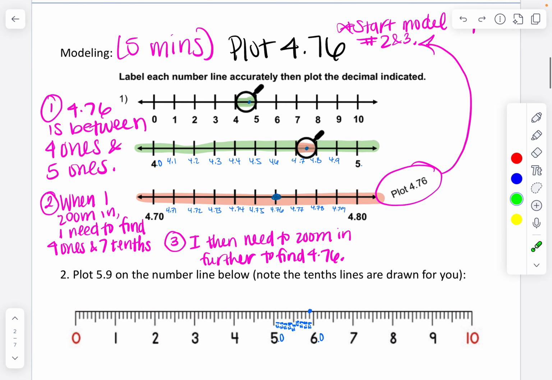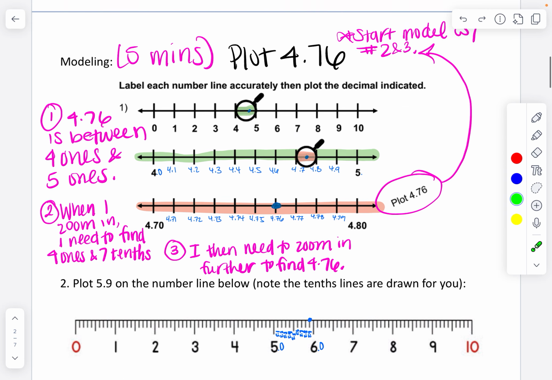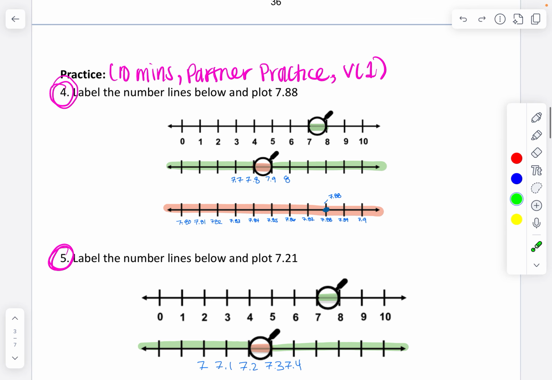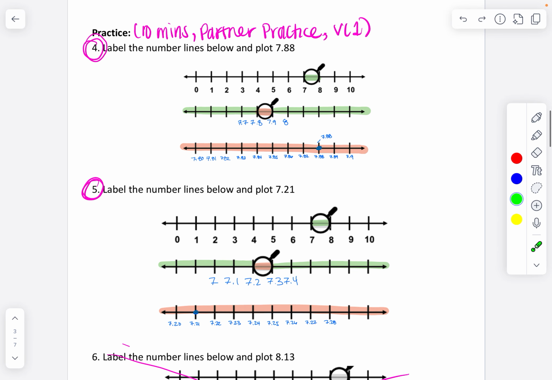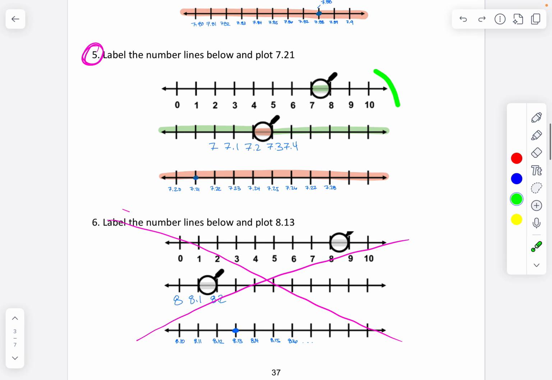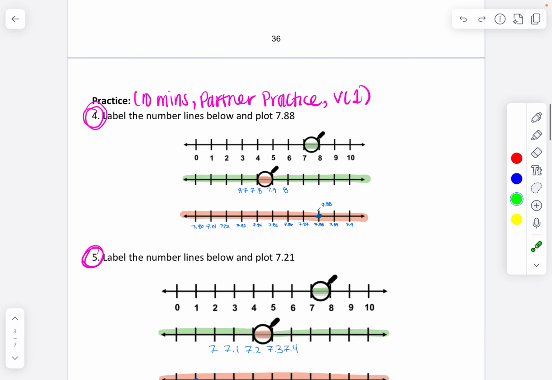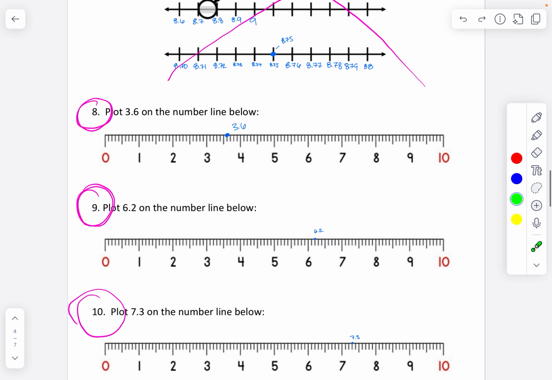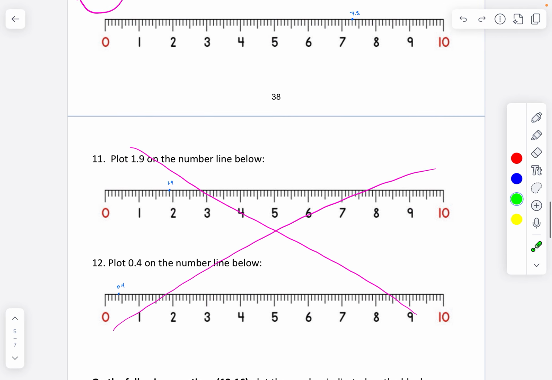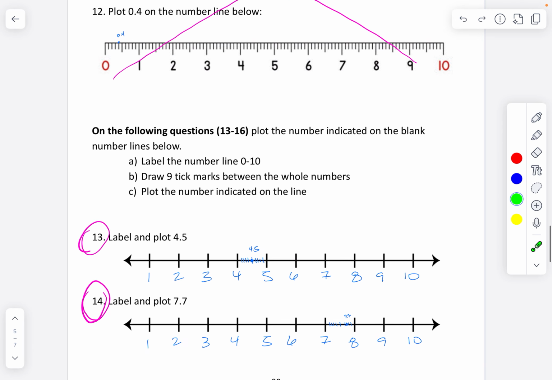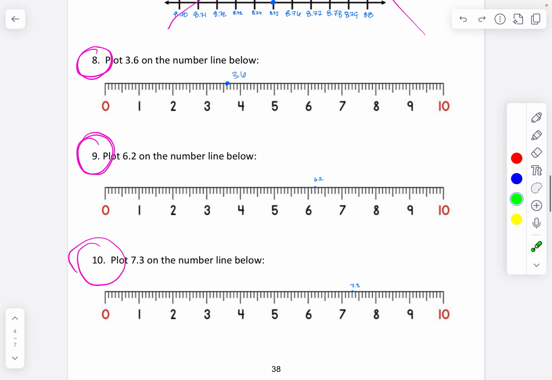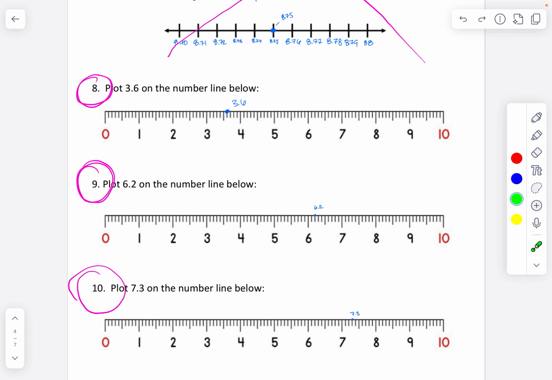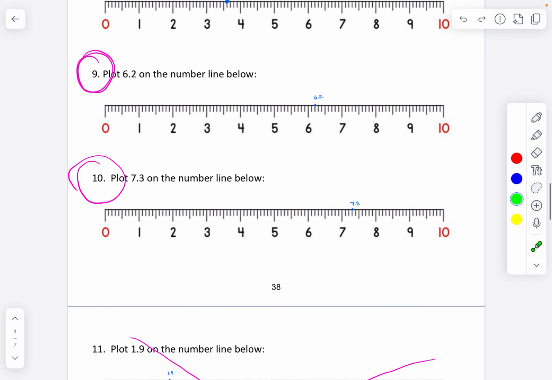So those are the steps that you will take kids through. Basically, the whole page is for you to model. And then students will jump into 10 minutes of partner practice at a volume level 1. They're going through the zoom in process with their buddies for questions 4, 5, and then questions 8, 9, 10, 13, and 14 require students to use the number line to label the point that they have been given.